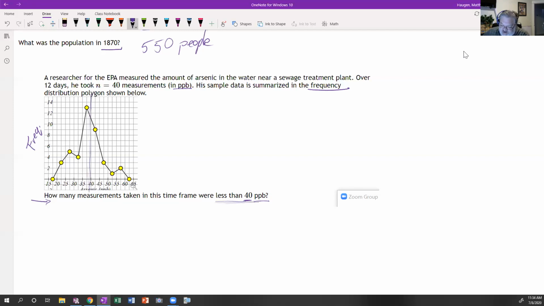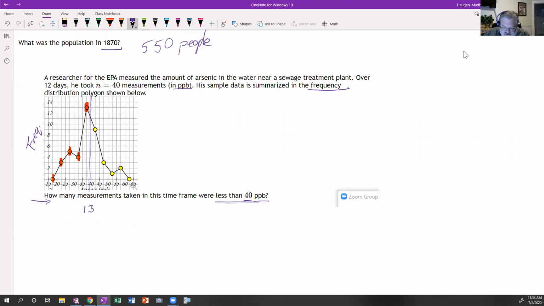So how many measurements taken from this time frame were less than 40 parts per billion? That's going to be this dot, that dot, that dot, that dot, and that dot. Fair? Now we also could have said at most, right? So how many are in each of those?